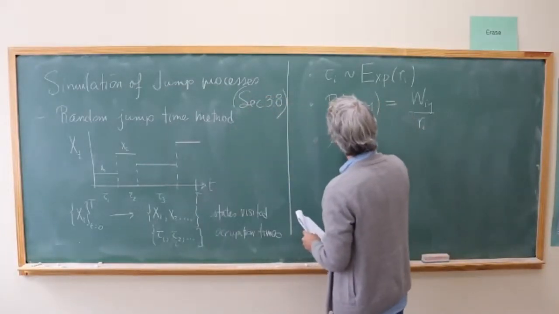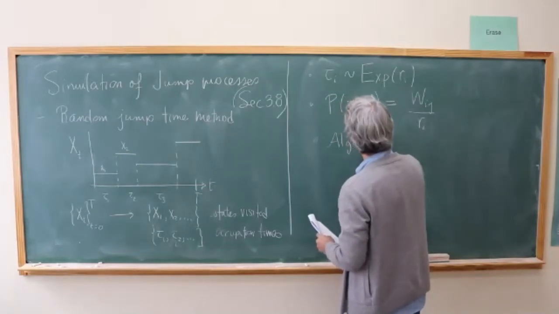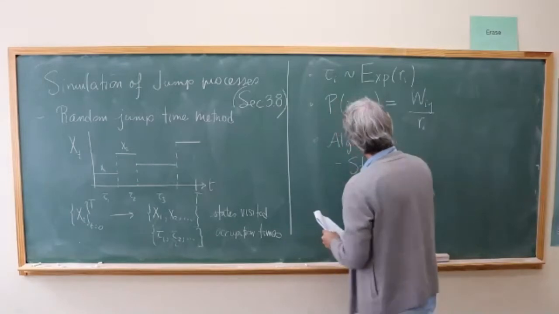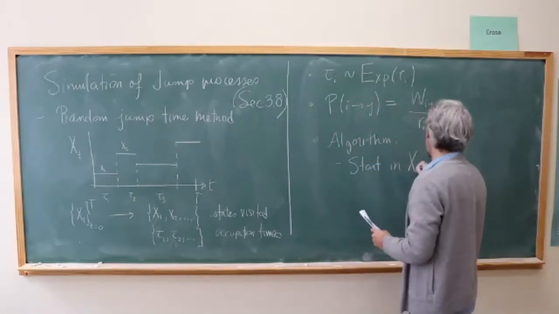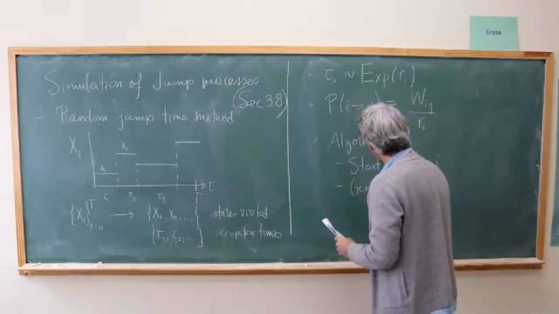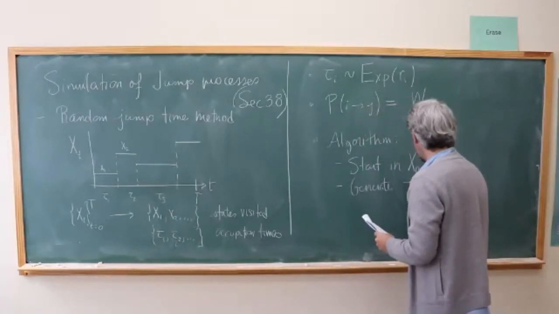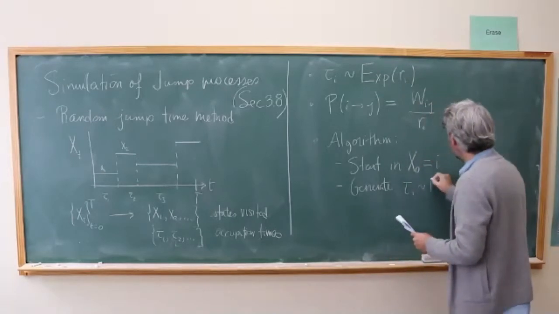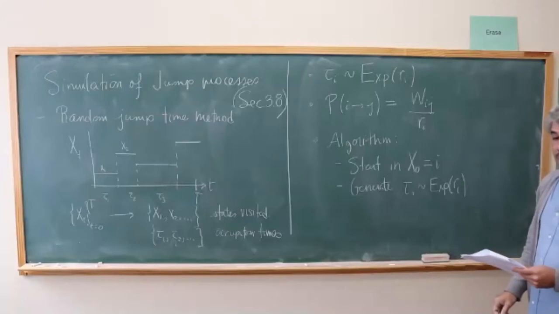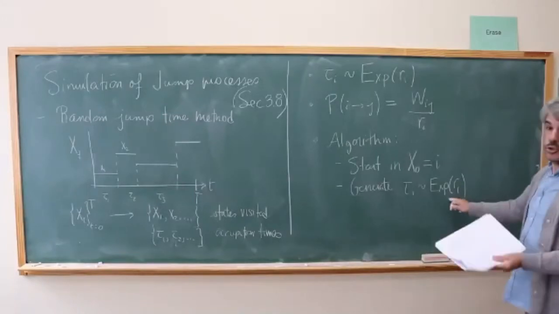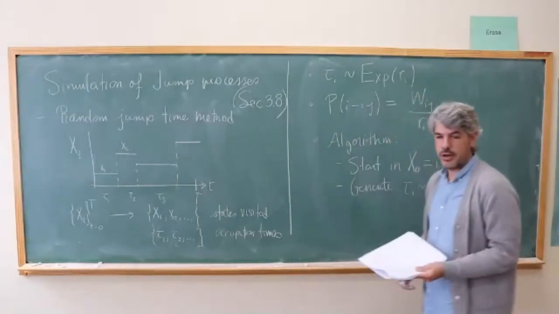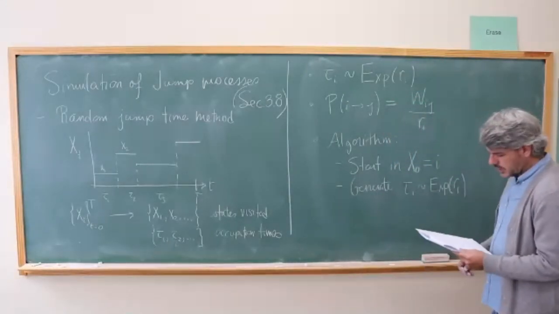So the algorithm for this one now is: you start again in some state, so you start x0 in some state i. You generate the first time t1 according to an exponential distribution of rate Ri. And you can do this on a computer. There is an exponential random number generator in Python or any language like MATLAB.